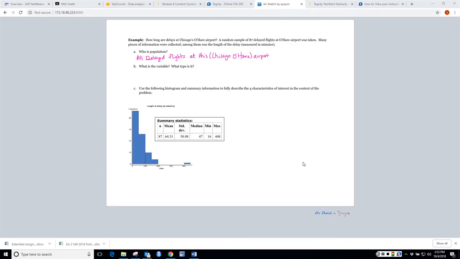So our variables, what information are we getting from them? Well, we're going to get the length of the delay. So the delay's length, which is measured in minutes. So this is going to be a quantitative variable.